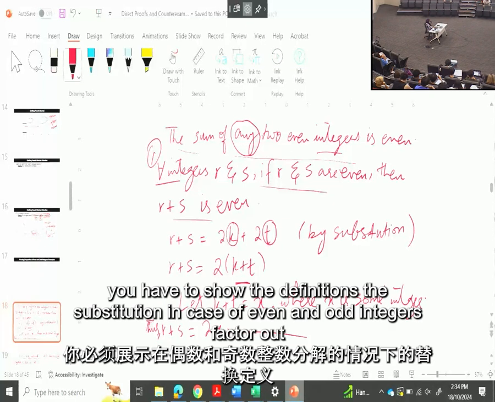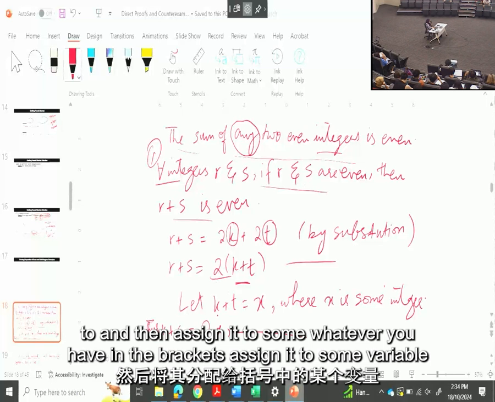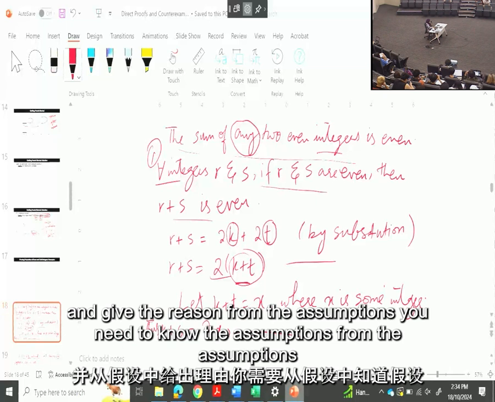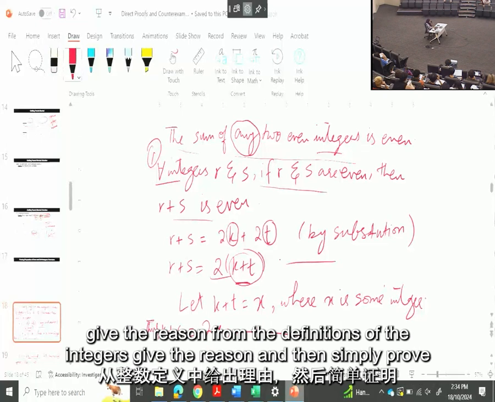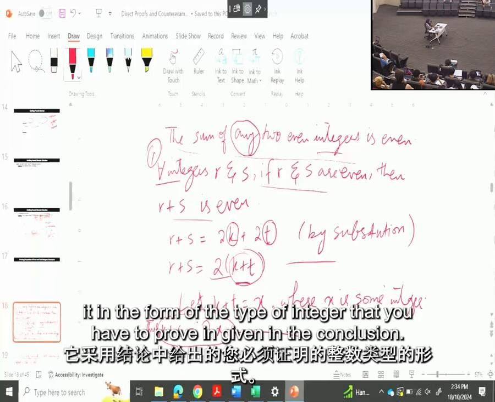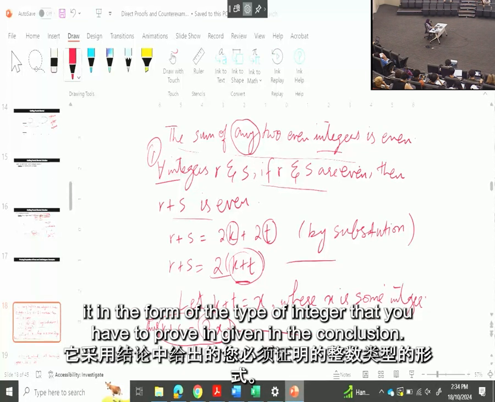The definitions, the substitution in case of even and odd integers, factor out 2, and then whatever you have in the brackets, assign it to some variable, and give the reason. From the assumptions, you need to know the assumptions. From the assumptions, give the reason. From the definitions of the integers, give the reason, and then simply prove it in the form of the type of integer that you have to prove given in the conclusion.